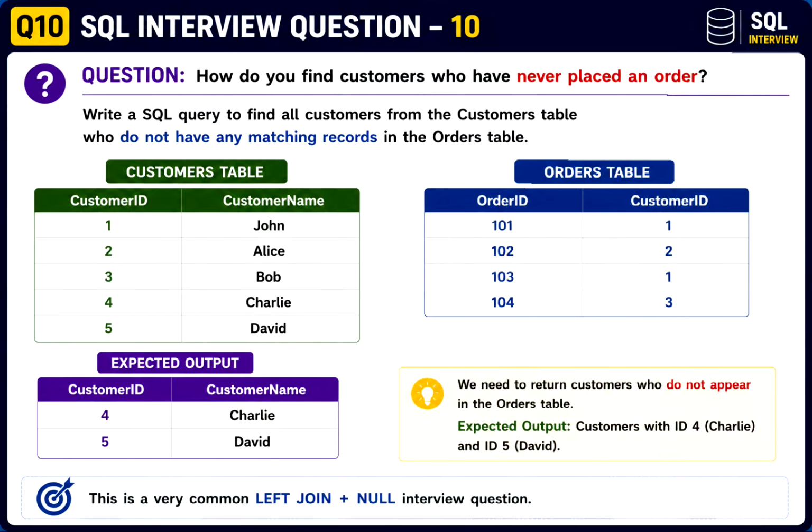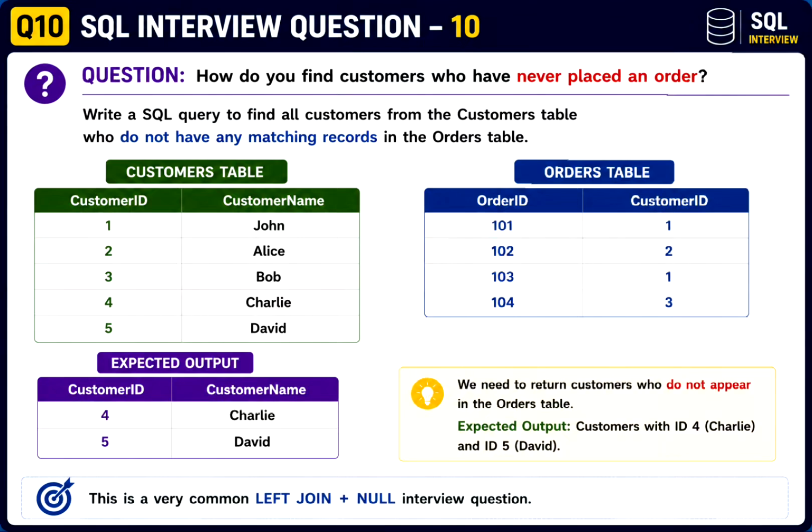Here we have to use left join, null handling, data validation, customer analytics and a real business scenario. In real life, you can use this query for customers who never purchased a product, employees who never submitted timesheets, students who never attended classes, accounts with no transaction, products with no sales. Now let's understand the requirement first.